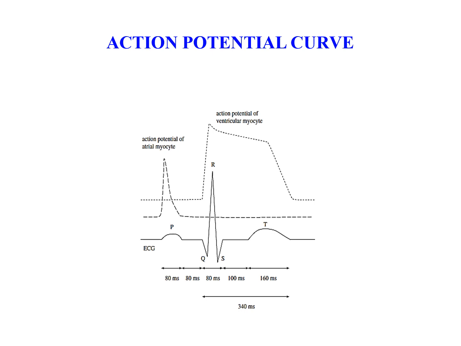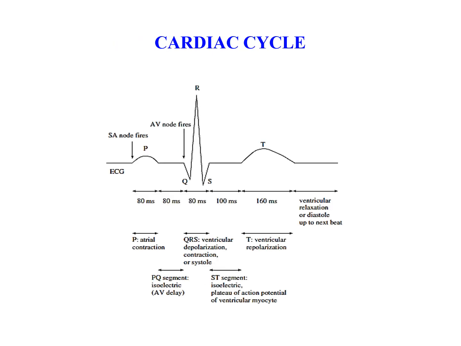The action potential of atrial myocardium and the action potential of ventricular myocardium are shown in the figure. This is the cardiac cycle. The SA node and AV node were already explained. P means atrial contraction, PQ segment means isoelectric AV delay, and QRS means ventricular depolarization, contraction or systole.